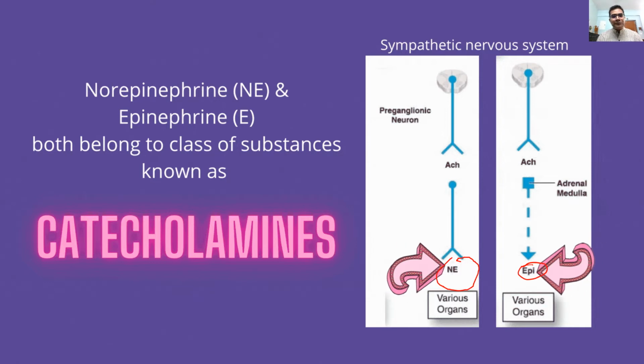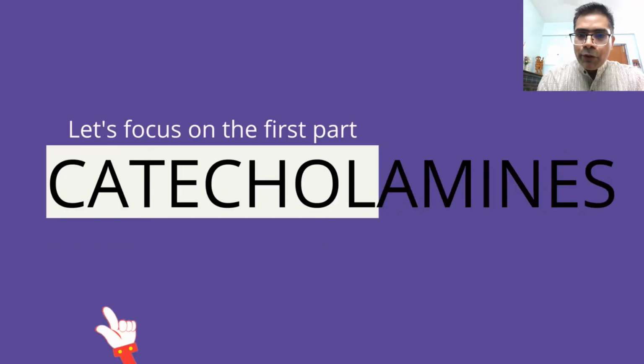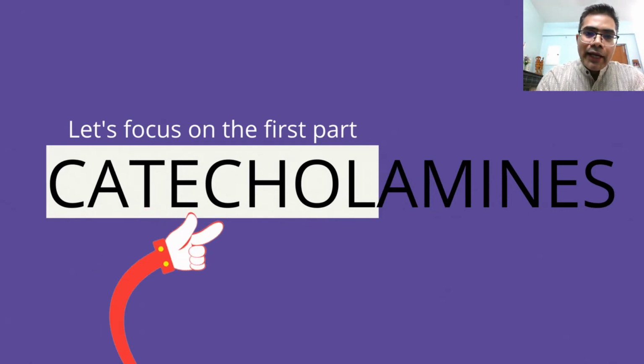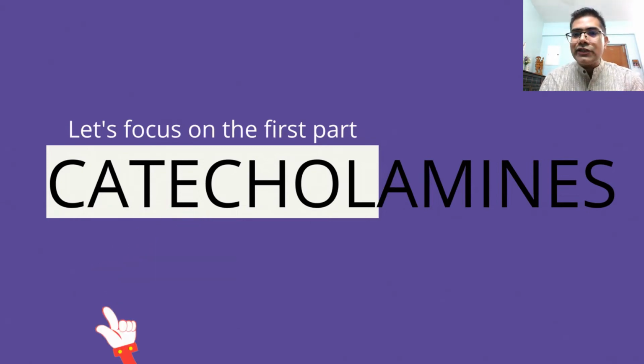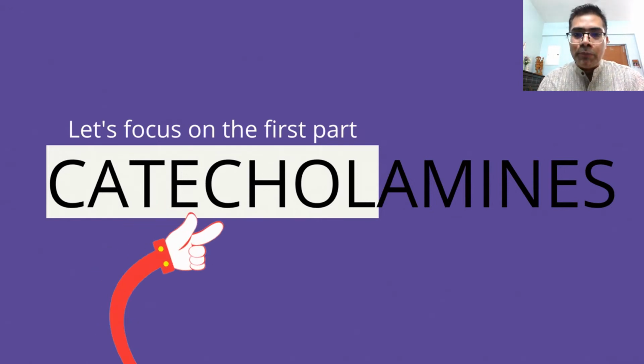Right. So if we understand the basic structure of catecholamine, why they have given this name catecholamine, it will be easy for us to make the structures of dopamine, epinephrine and norepinephrine, and later on other molecules mentioned under the sympathomimetic agents. So our first job is to understand the basic structure of catecholamine, and in that also let's first focus on the first part, that is catechol. You can see this word is made up of two parts, catechol and amines. So first we will focus on the catechol part.